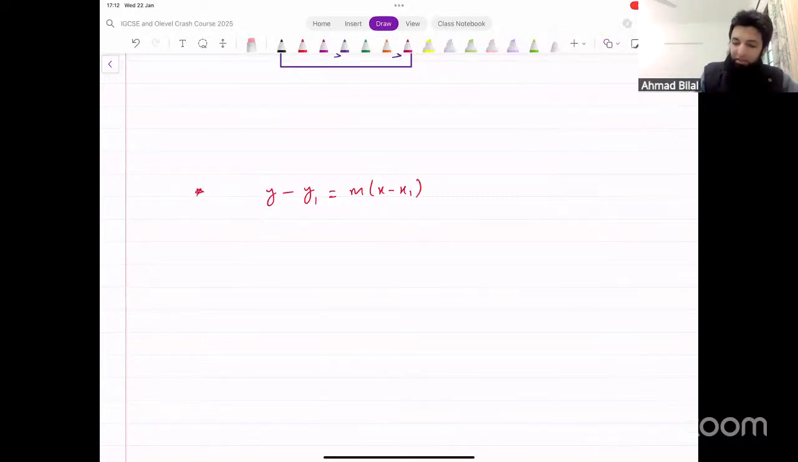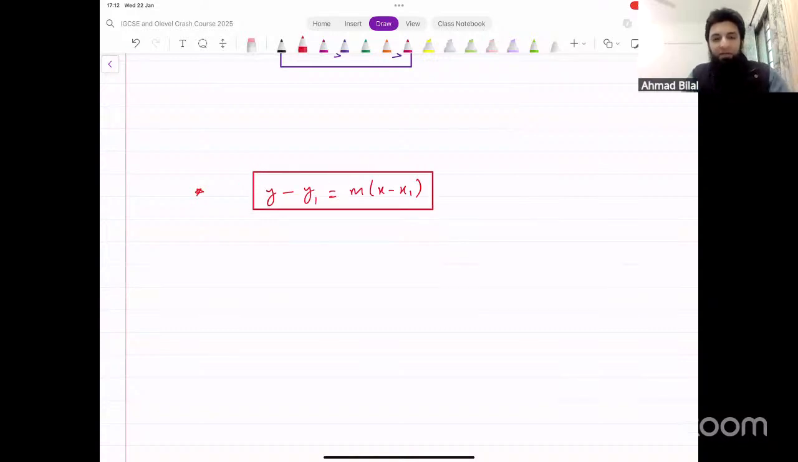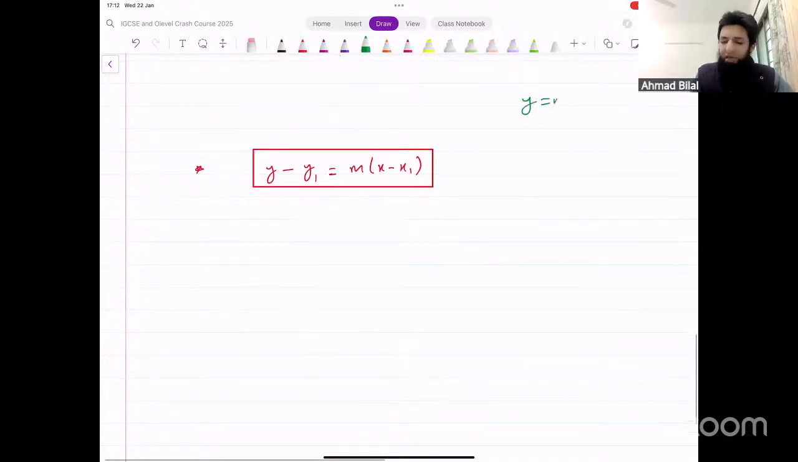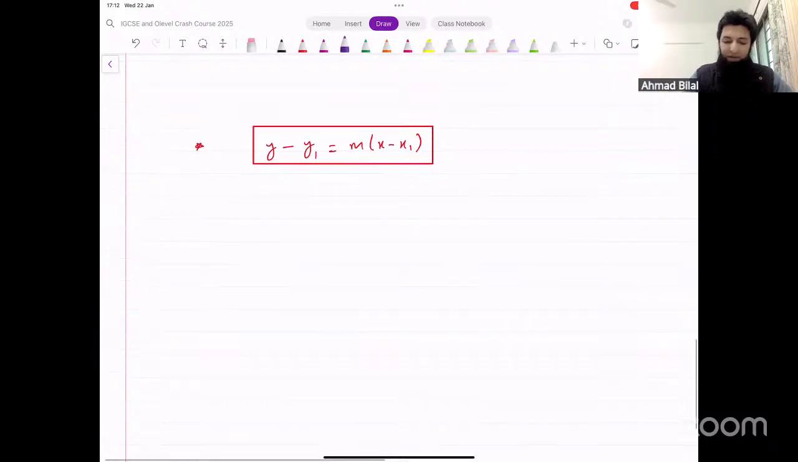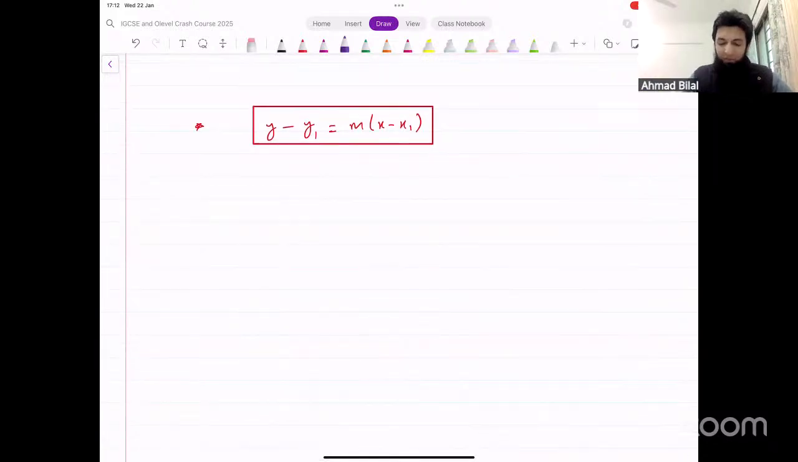This is another form for the equation of a straight line. Just like we have y equals mx plus c, we also have y minus y1 equals m into x minus x1. Now, this also comes from y equals mx plus c, essentially. You can prove this, but we are not going to go into that right now. You can find that proof in one of my A-level videos on coordinate geometry.